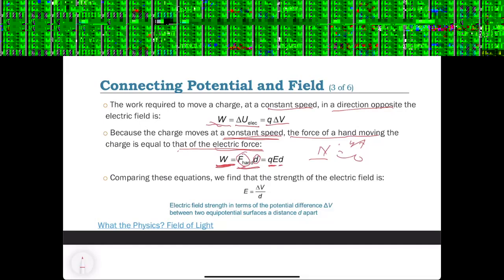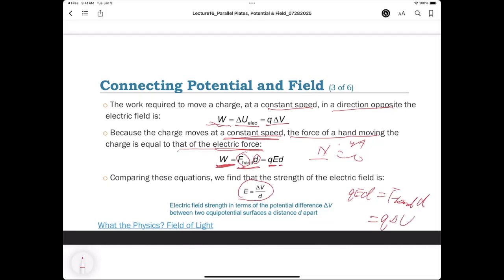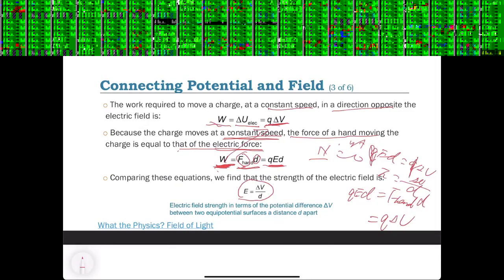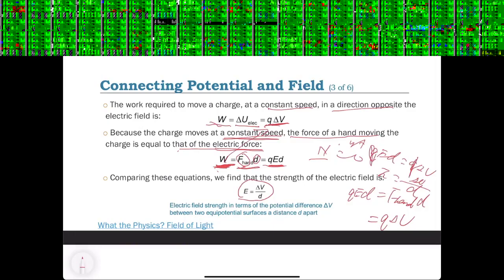Okay, compare these equations. We find the strength of the electric field is this. You can see here QED equals F times d, and that equals Q delta V, because this equals this one and this one equals this one. Does that make sense to you? So QED equals Q delta V, so E equals delta V divided by d. This is the strength of the electric field. Does that make sense to you?